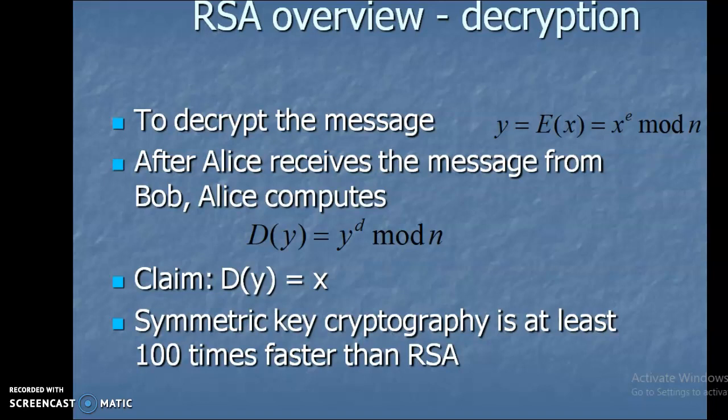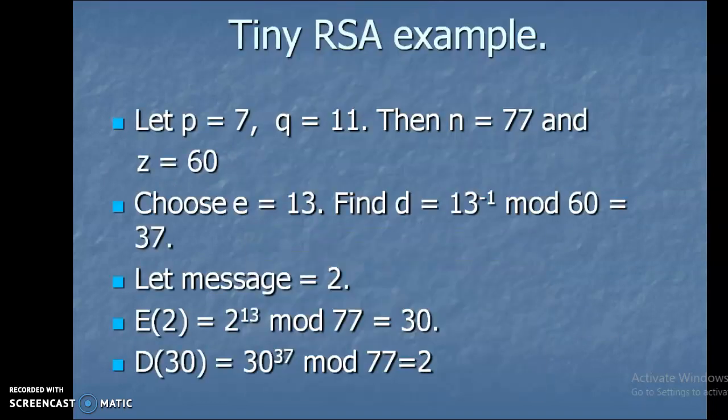So this is very simple about RSA. Symmetric key cryptography is at least 100 times faster than RSA. So this was RSA. An example is given.